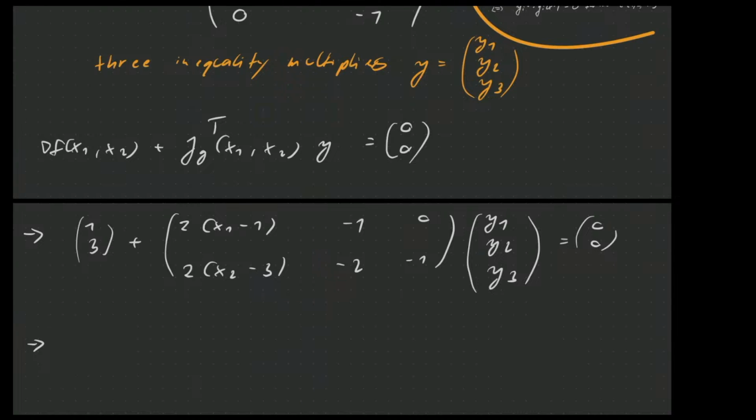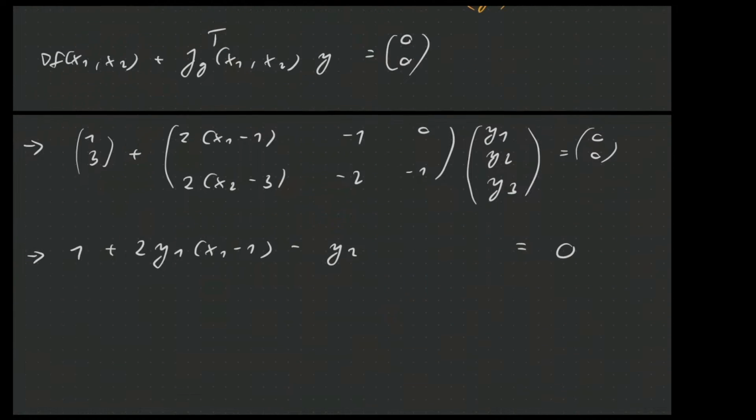So if you write this as 2 equalities, one for the first row, one for the second row, we get 1. So start here, right? This one first. Then we multiply this row with the y's. So we get plus 2y1 x1 minus 1 minus y2 plus 0 y3 is 0.